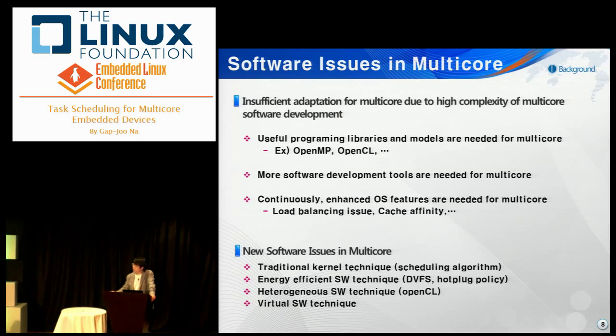First, useful programming libraries and models are required for multi-core. Second, more software development tools are needed for multi-core systems. And third, enhanced or new OS features are needed for multi-core software. Consequently, a full stack of software technology is needed to support new architectures, and all of these requirements are important to maximize the ability of multi-core. However, in our opinion, OS issues are the most important and difficult to develop. So our team, above all, has focused on the kernel layer, especially the scheduler.